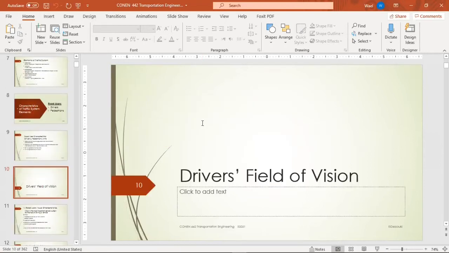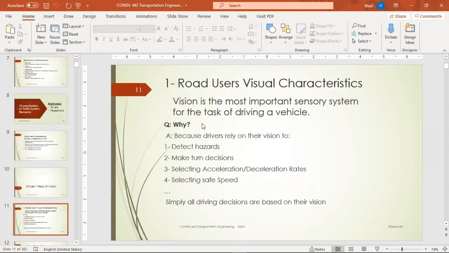Okay, the first attribute for drivers that we are interested in is basically the driver's field of vision, okay? Why are we interested in the driver's field of vision? Simply because drivers rely on their vision to do everything related to driving. Detecting hazards, making turn decisions, selecting acceleration, avoiding accidents by vision. So the vision and the vision field, that's a very important characteristic that we need to understand regarding drivers.